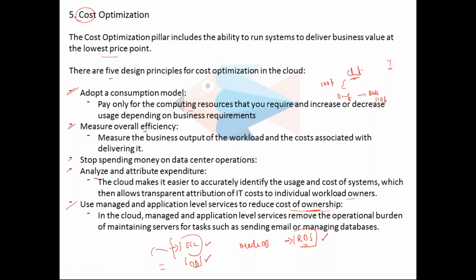So that's about the 5 pillars of the AWS framework. When you're building an infrastructure in the cloud, you should include all these 5 pillars, or you're supposed to follow the design principles under each pillar.